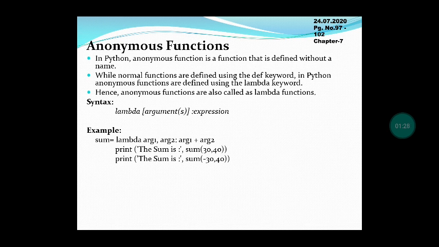Next we are printing sum of 30, 40. We are calling the function, that is sum. So 30 plus 40 will be added. And next one, sum of minus 30, 40. So minus 30 plus 40, answer 10 will be printed. The output of this program will be, the sum is 30 plus 40, 70. And next one, the sum is minus 30 plus 40, we got 10. So like this only, we have to use the lambda function.